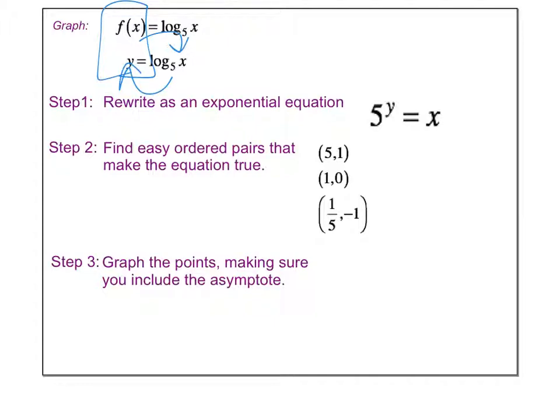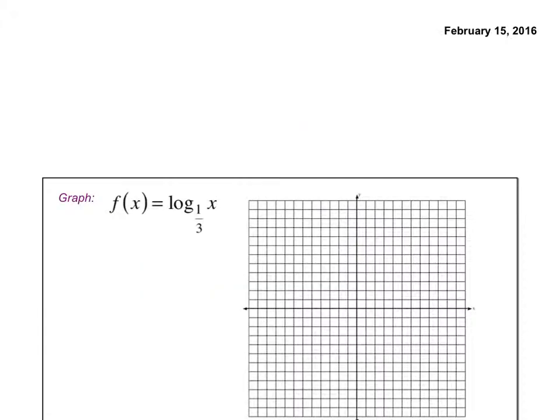And then we will find easy ordered pairs, and those easy ordered pairs will come with those 3 similar values that you're kind of used to now from 7-1, but notice they're not in the x column, they will be in the y column. And then we'll go ahead and graph the points and make a note of where our asymptote is, and we'll go ahead and graph. So let's try one here.